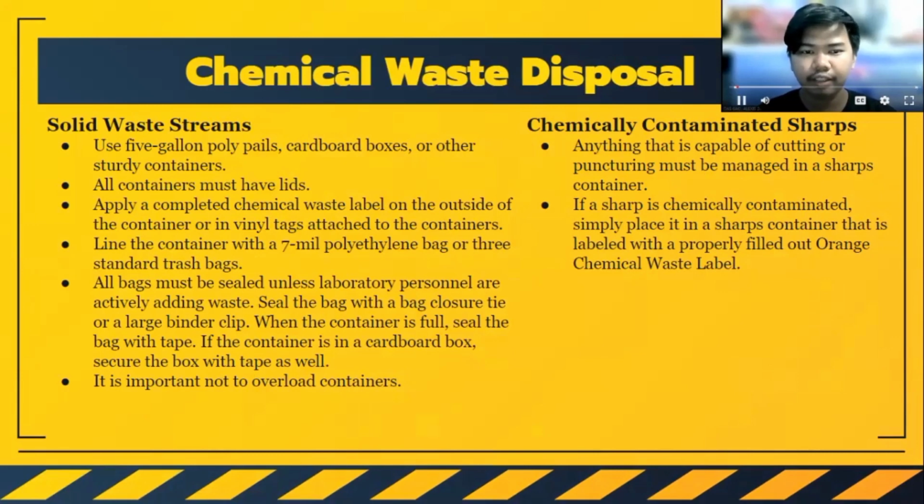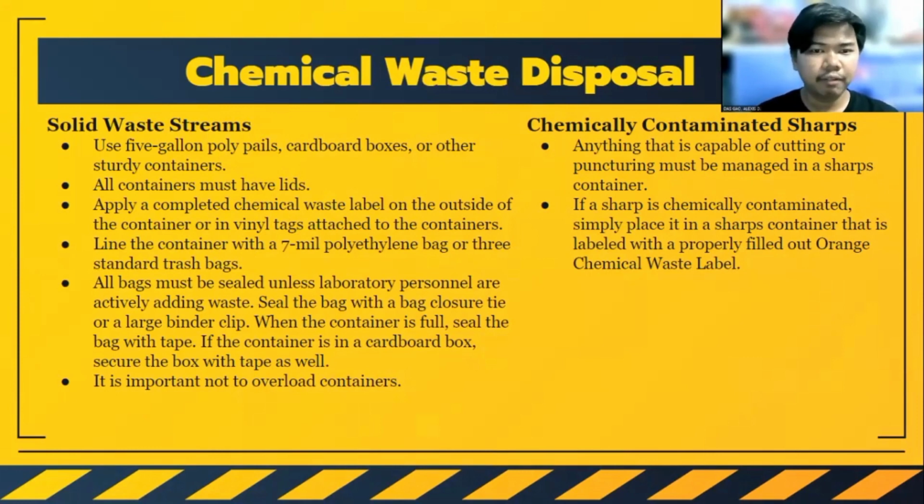Next is for solid waste streams. Solid waste includes any laboratory material that has come in contact with a chemical or is potentially contaminated with a chemical. Examples include gloves, benchtop paper, weighing boats and papers, paper towels, cleanup material, and permanently contaminated glassware and plasticware. For solid waste streams, use 5-gallon poly pails, cardboard boxes, or other sturdy containers.